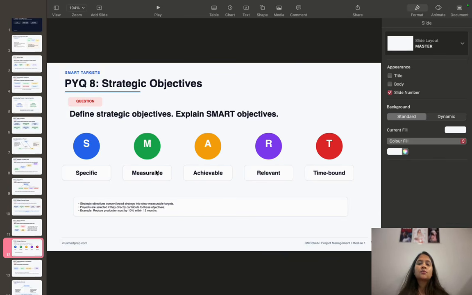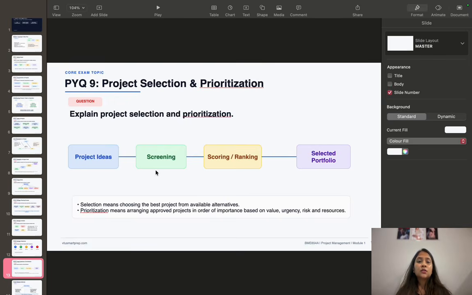Okay, for strategic objectives, you have to remember the word called SMART, and for each letter, what it defines and what it consists of is what you can explain. What that keyword means, that explanation you can write, and along with that, at the end you can just give a real time example.